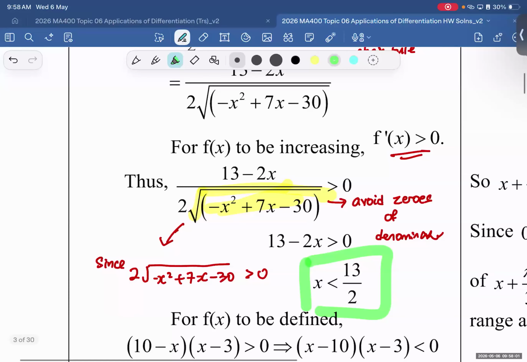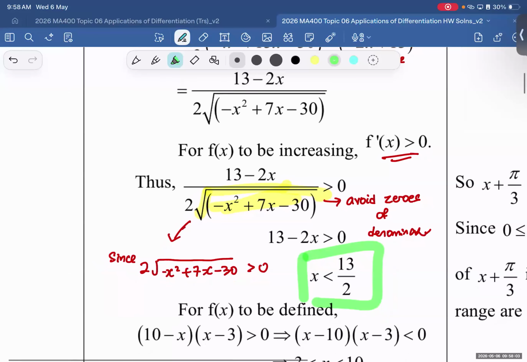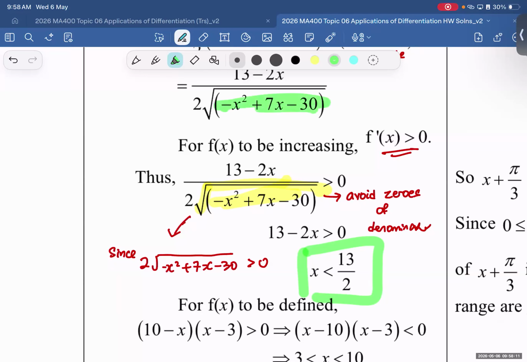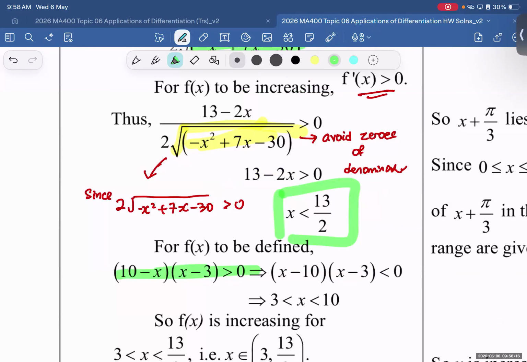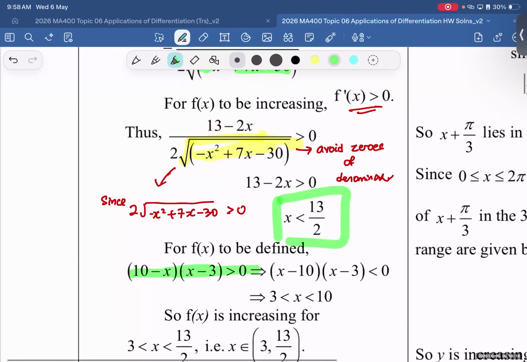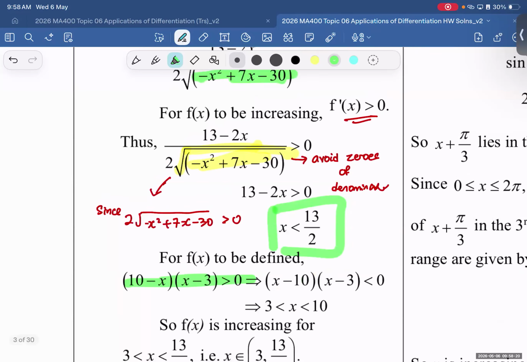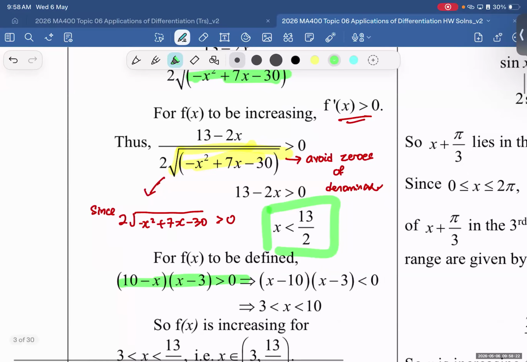Okay? What other constraints are there? Whatever is inside, it has to be non-negative, because I'm inside a square root. So I'm inside the square root, what must I do? I need to be more than or equal to 0. Sorry, more than 0, not more than or equal to 0. Tidy up a bit, multiply by negative 1. x is between 3 and 10.